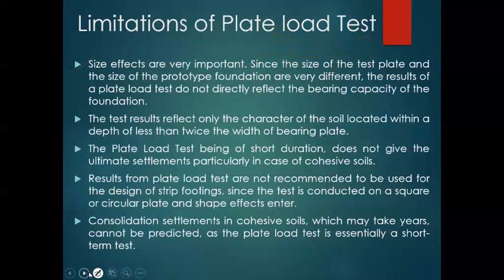Then the next one: the test results reflect only the character of the soil located within a depth of less than twice the width of the bearing plate. So it is less than 2B. For example, if you are using a 750 mm plate, which is 75 centimeter, or 0.75 meter.